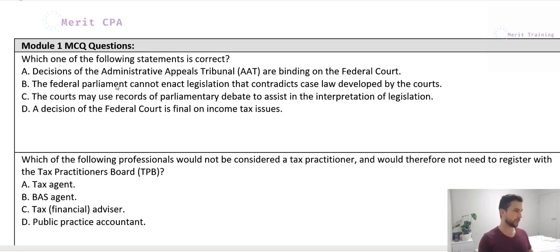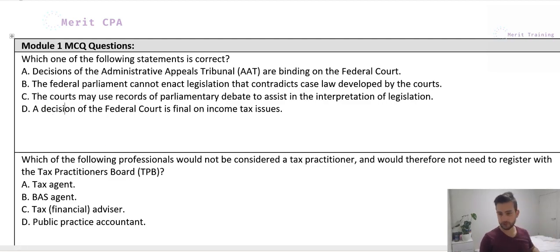So for the first question, we've got: which of the following statements is correct? A, decisions of the AAT are binding on the federal court. B, the federal parliament cannot enact legislation that contradicts case law developed by the courts. C, the courts may use records of parliamentary debate to assist in the interpretation of legislation. Or D, a decision of the federal court is final on income tax issues.